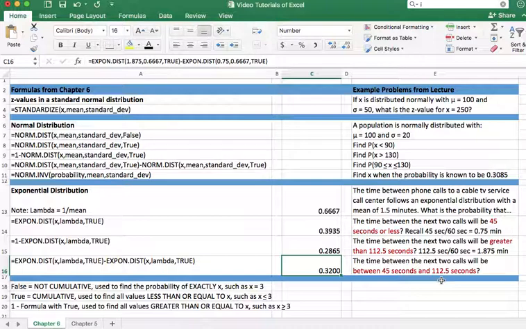So that's how you do the exponential distribution formulas in Excel. Let me know if you have any questions.